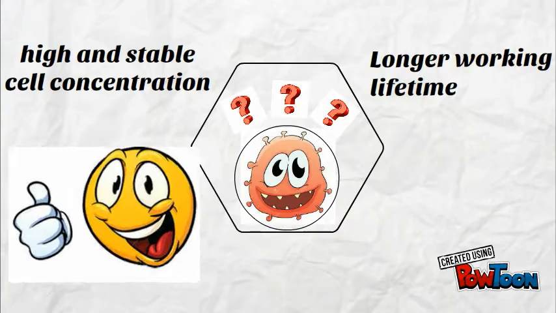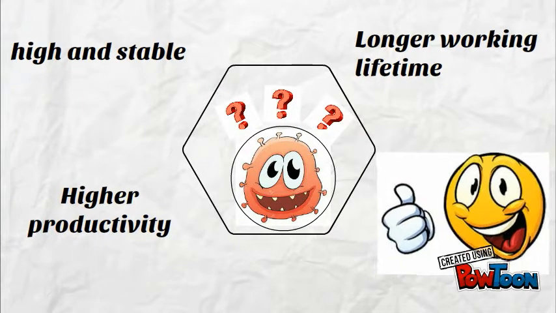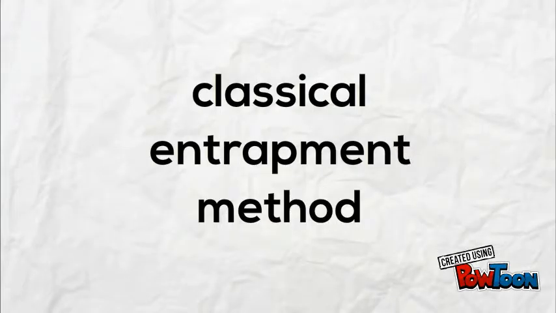Next, immobilized Lactobacillus can also produce higher productivity than free cells. It also eases downstream processing, as it is easier to filter out with the beads. After knowing the advantages of immobilized Lactobacillus, we proceed to Lactobacillus immobilization by the classical entrapment method.